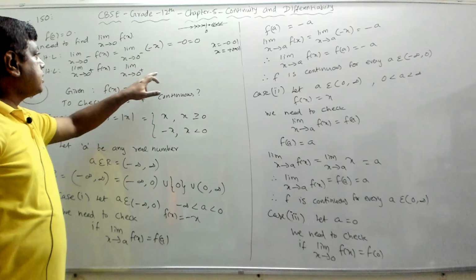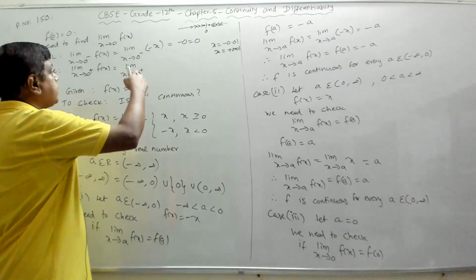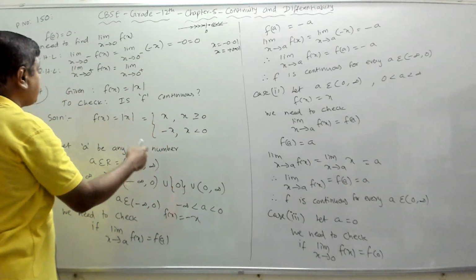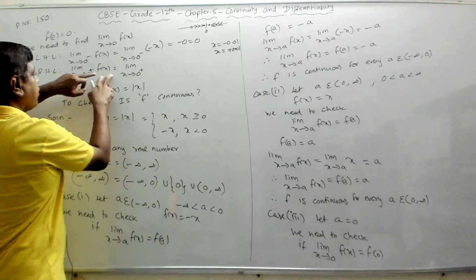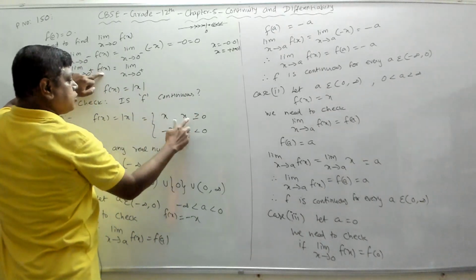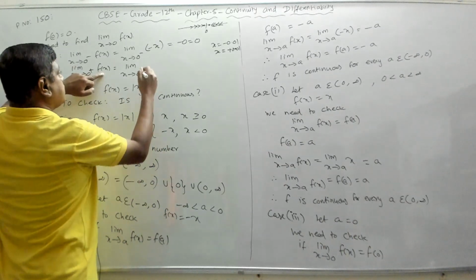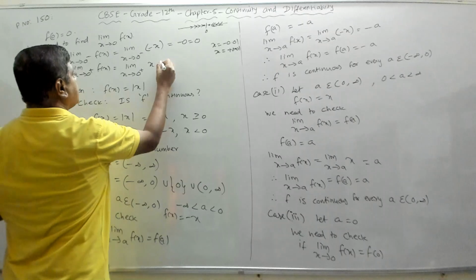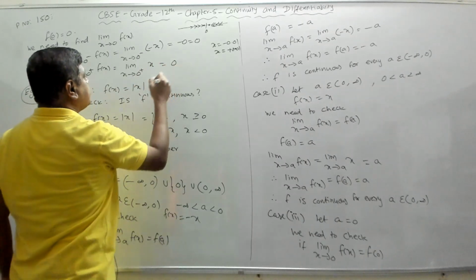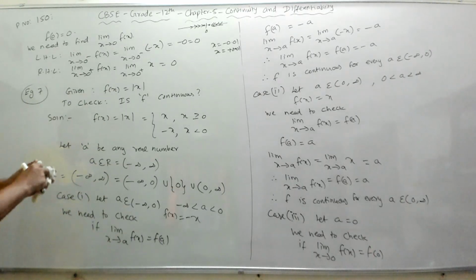So your x is 0.01 plus 0.01. When x is plus 0.01, what will be our f of x? X is positive, so I should use the function x. Your f of x will become x. Now we'll substitute the limit 0. In the place of x, we should put 0. So your right hand limit becomes 0.